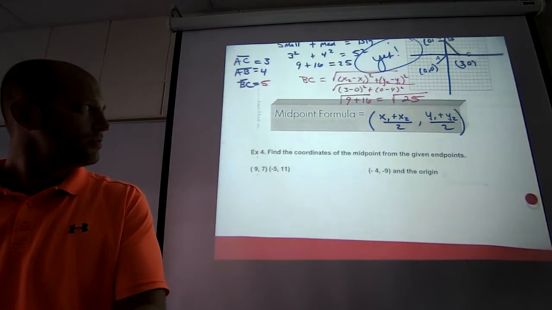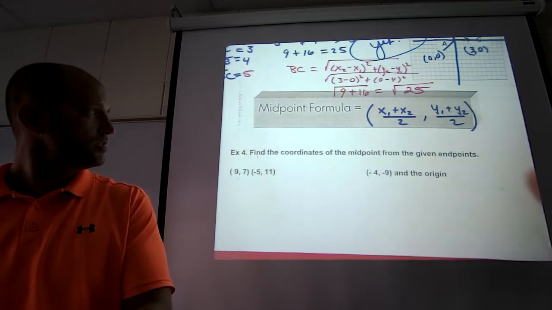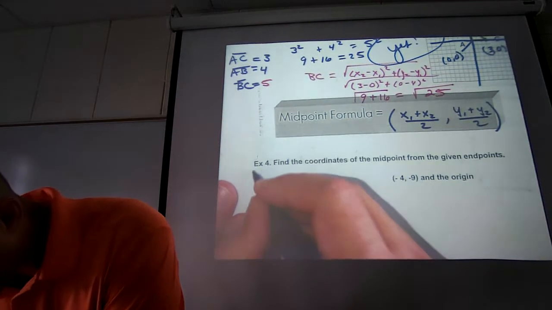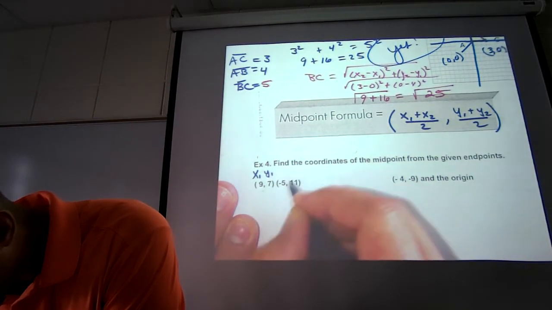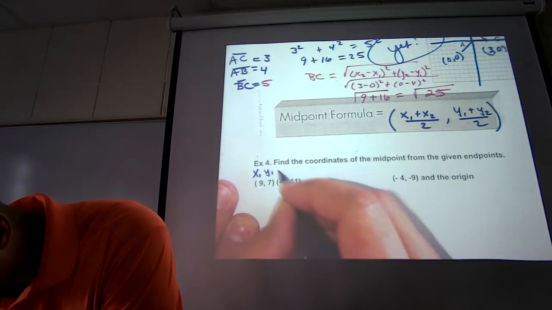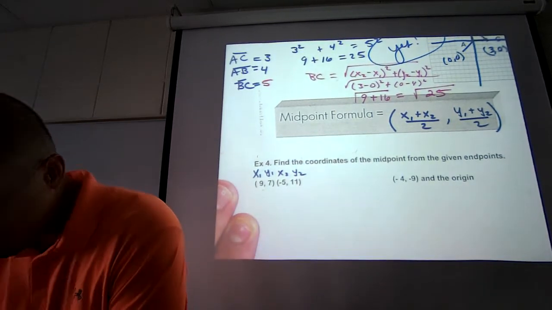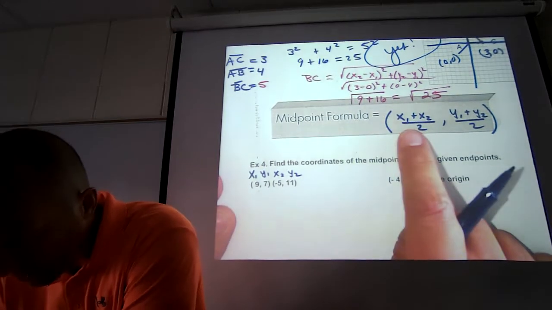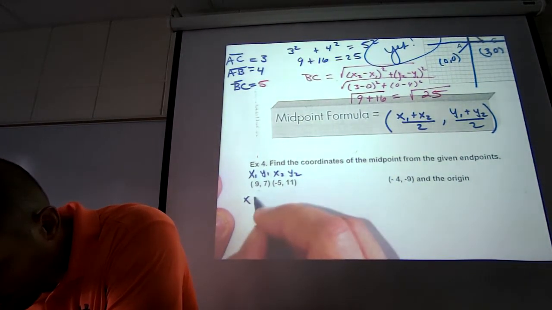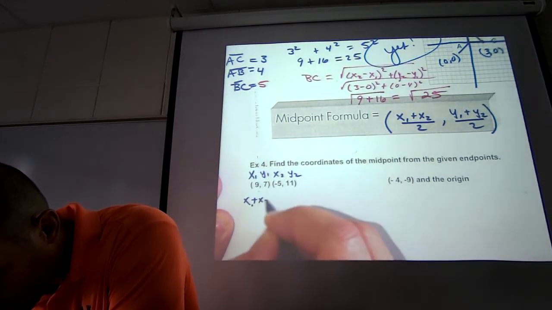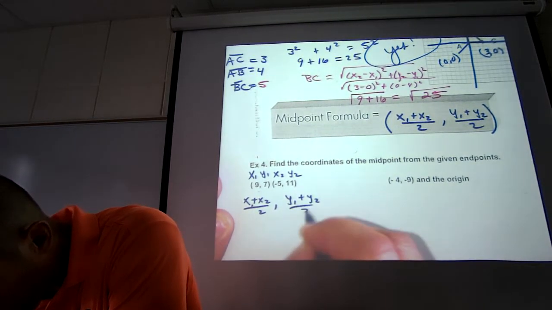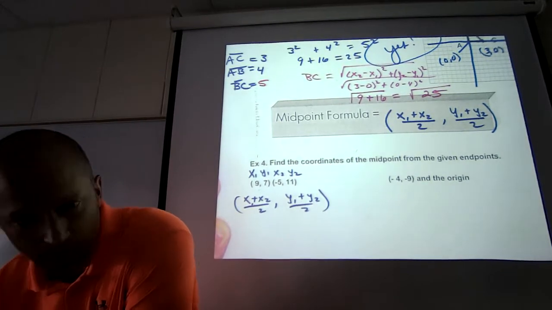All right, so I'm going to move this down, zoom in a touch more so you can see nice and clear. I have 2 points here. I have 9, 7, that's x1 and y1, and I have negative 5, 11, that's x2, y2. Okay? So I'm going to use my formula. I'll write it here one more time. x1 plus x2 divided by 2. y1 plus y2 divided by 2. I'm going to take my x's and add them up.